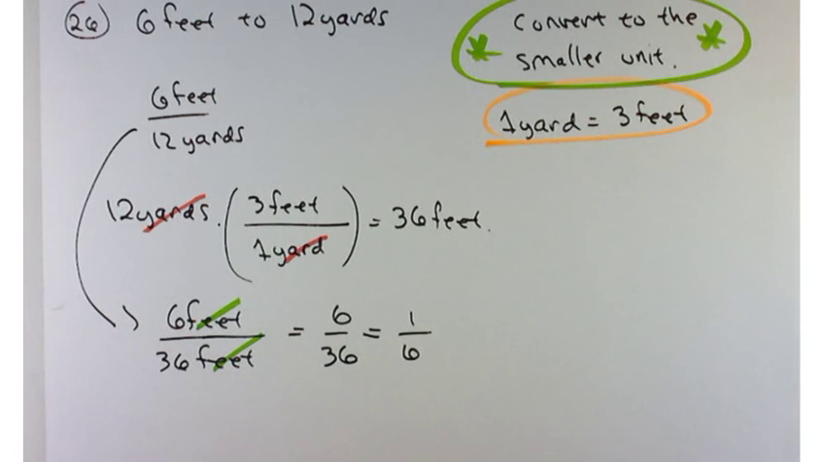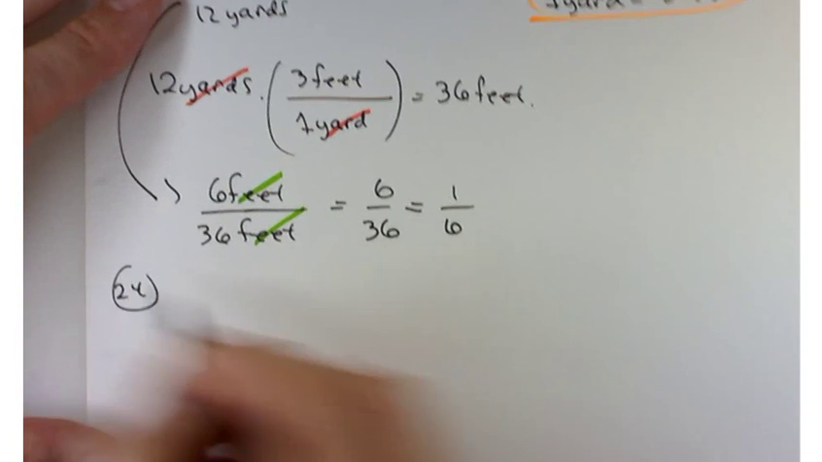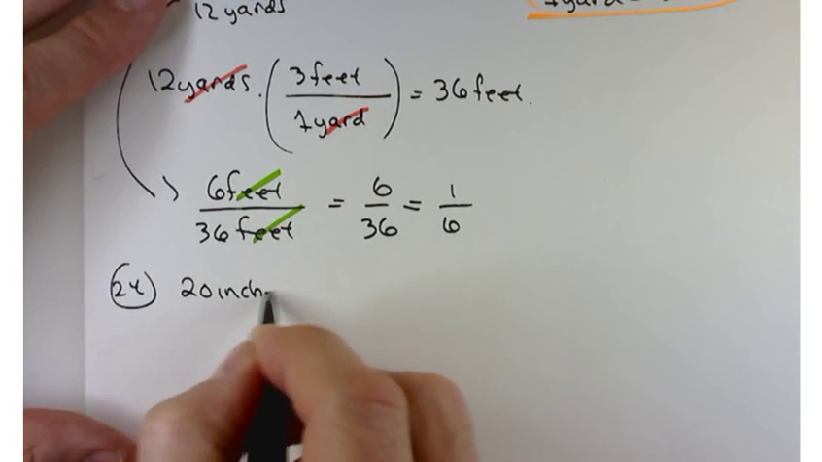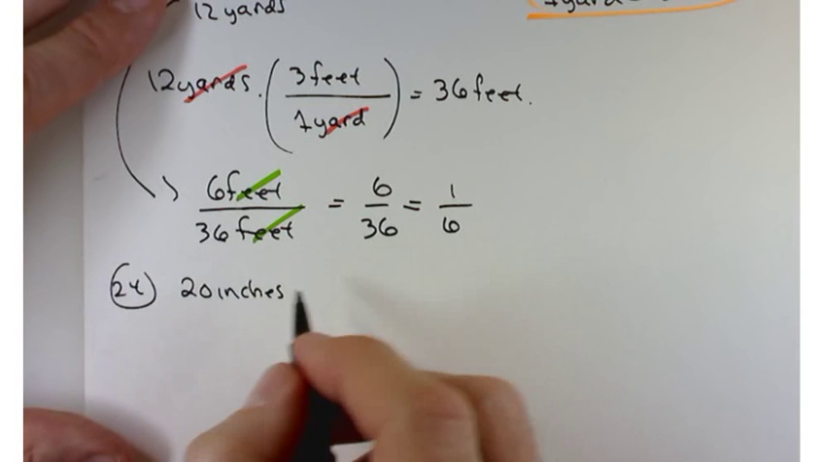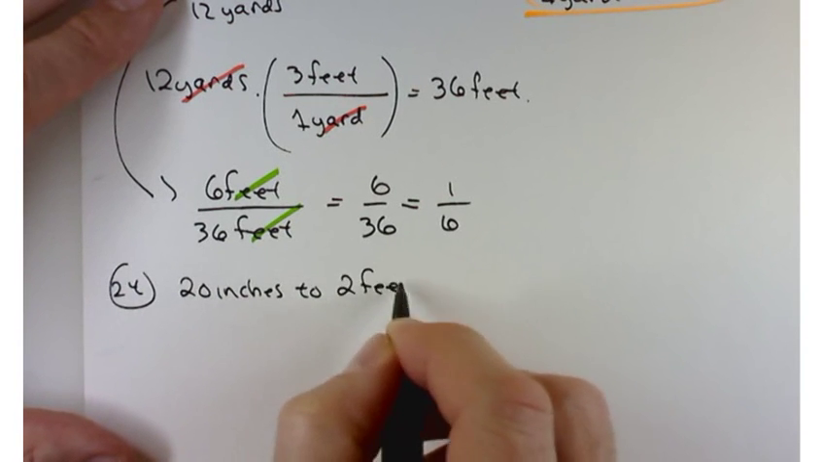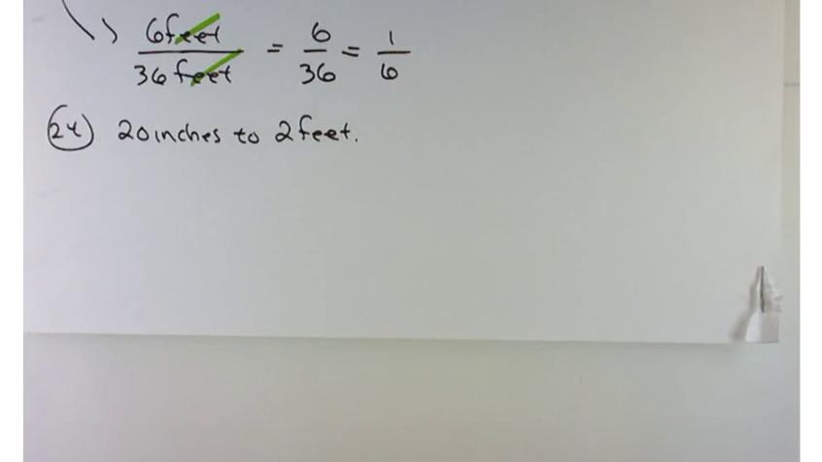Let's try another one like that. It's going to be problem number 24. Are we okay with problem 26 here? All right. Why don't you try problem number 24? This time we want to convert 20 inches. Actually, we don't want to convert. We want to compare 20 inches to 2 feet. 20 inches compared to 2 feet.